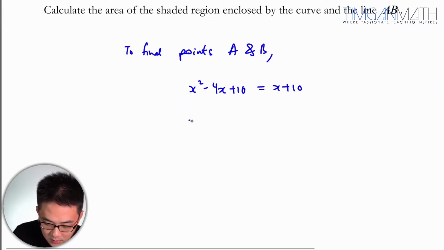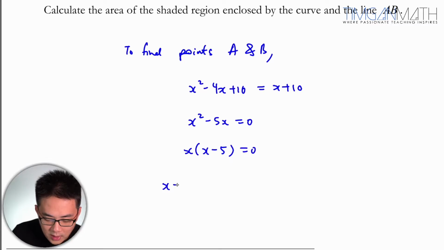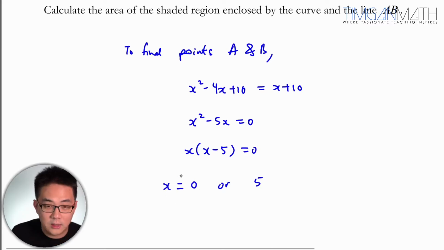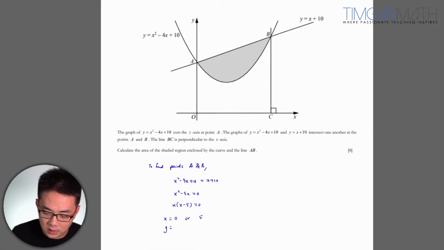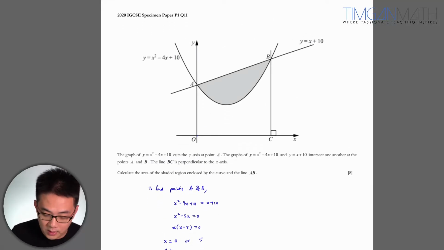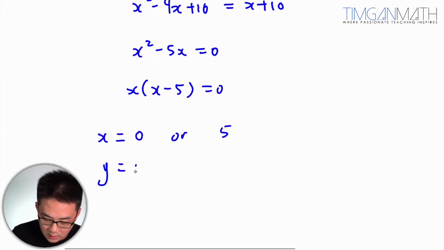In this case it will just be x squared minus 5x equals 0. So x times (x minus 5) equals 0, so x equals 0 or 5. When x is 0, y is just 10, because I actually use the line equation, it's easier. So when x is 0, y is just 10. That would be our point A.